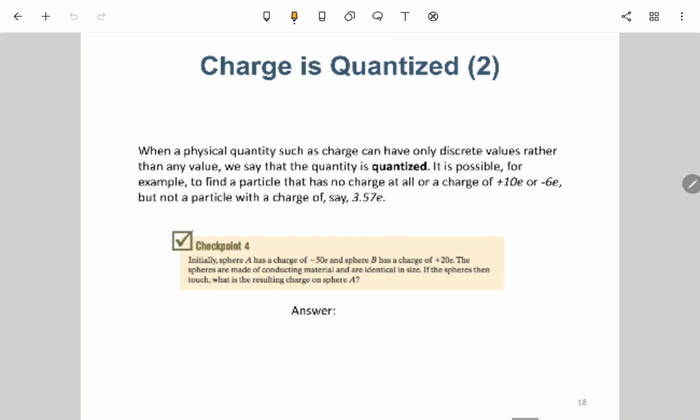So charge is quantized. It's very simple. When a physical quantity such as charge can have only discrete values rather than any values, we say that the quantity is quantized. It is possible, for example, to find a particle that has no charge at all, which means n equals 0, or a charge of plus 10e, negative 6e, but not a particle with a charge of, say, 3.57e. It can't be a fractional number.